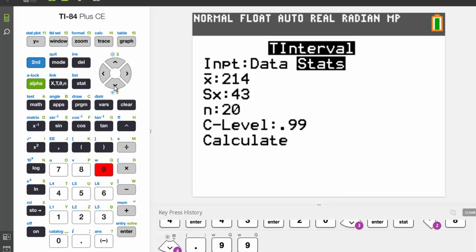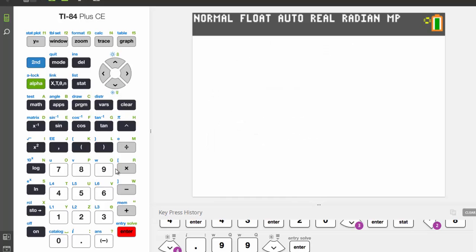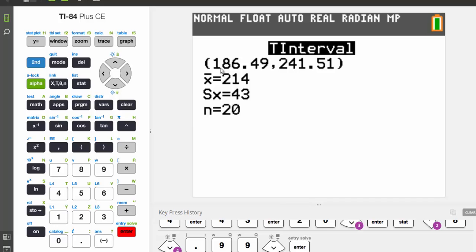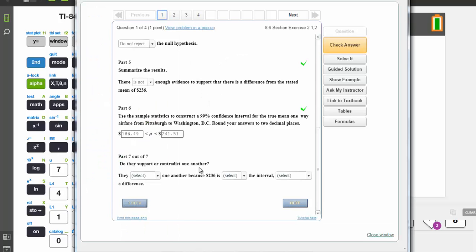That's the area that would be between those critical values. Go down and hit calculate, and our interval endpoints are 186.49 and 241.51. Do they support or contradict one another?